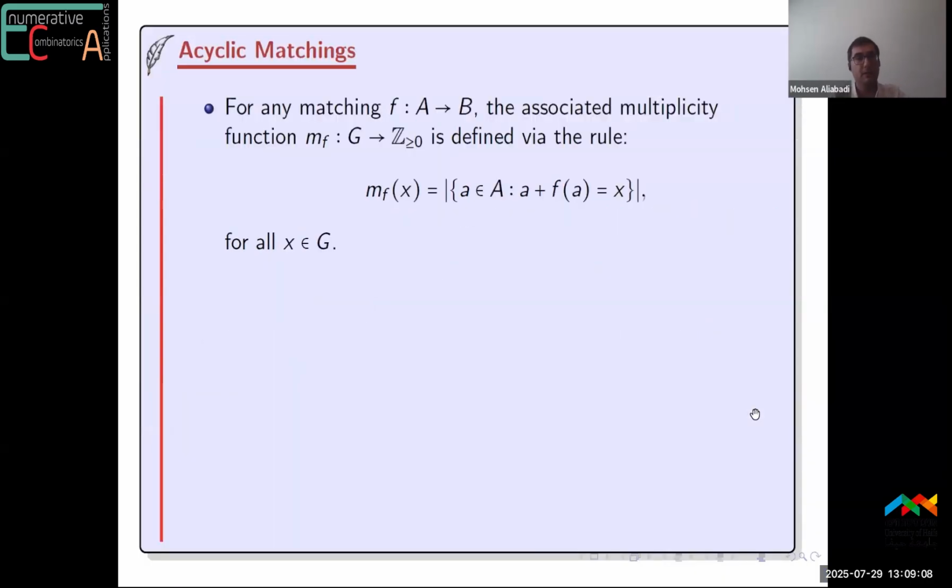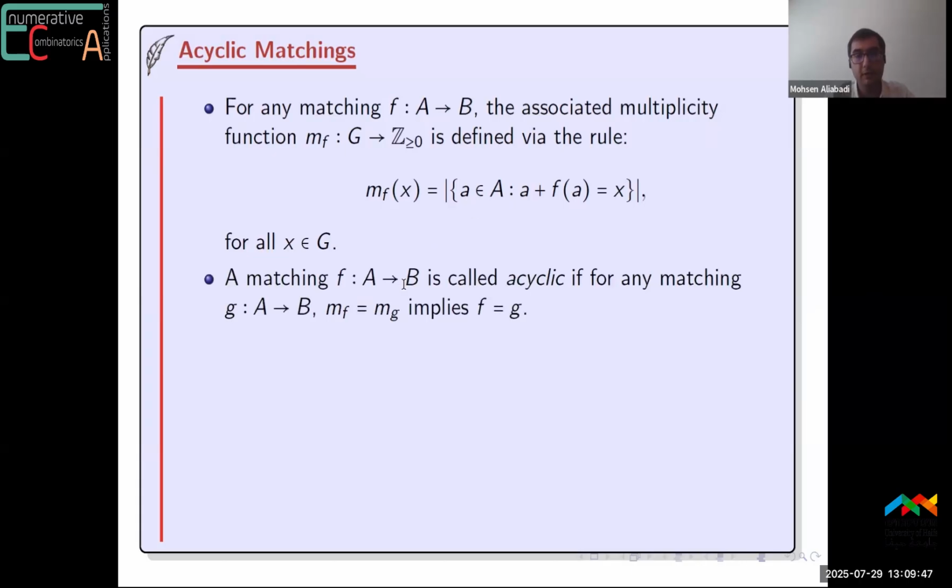Now let us study a specific family of matchings called acyclic matchings. Let us assume that we have a matching f from A to B. We are going to associate a multiplicity function m sub f from G to non-negative integers as follows. m sub f of x would be the cardinality of all a's in A such that a plus f of a equals x, for every x in G. Here we are assuming that everything is happening within G. A and B are subsets of G.